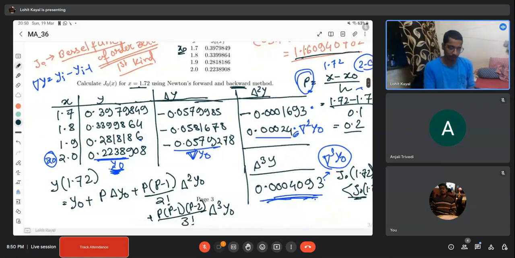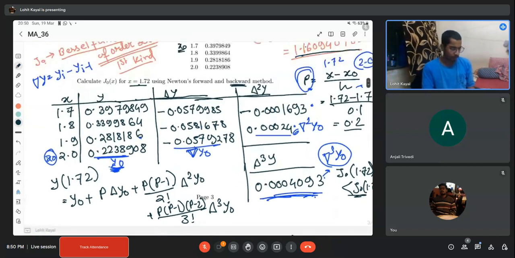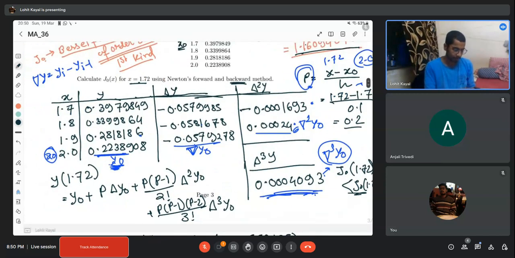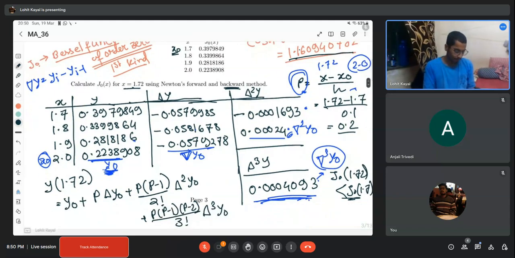So here I have talked about the Bessel function. Kindly take a look at the last page, or the second last page, to find the plot of the Bessel function. This is similar to the sine or cosine function in the cylindrical geometry. Here I need to find the value of J naught at x equal to 1.72 using forward and backward difference. You do not need to calculate the difference table for the backward difference, because all these values are already calculated.